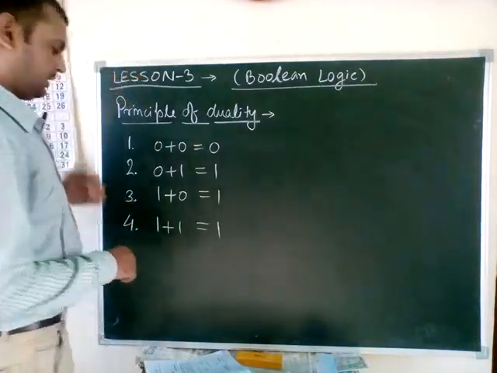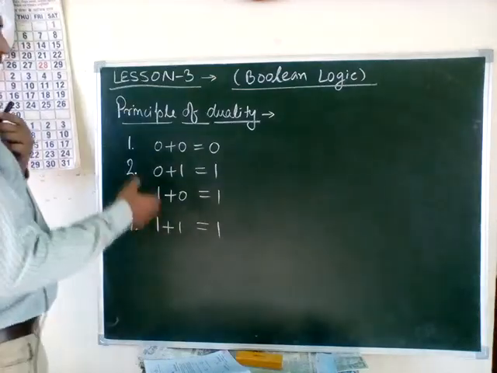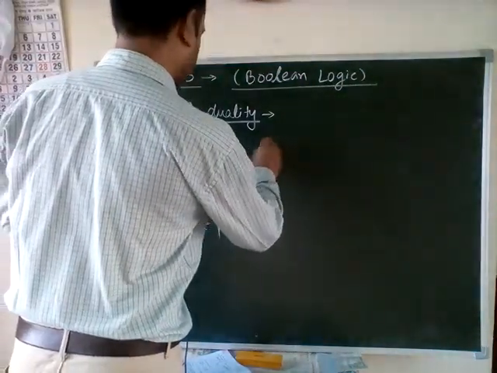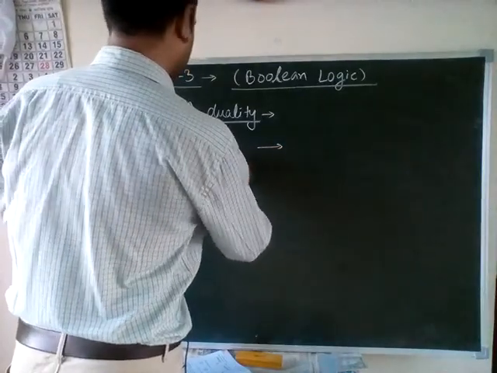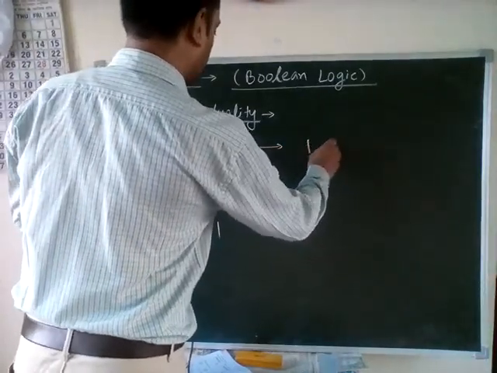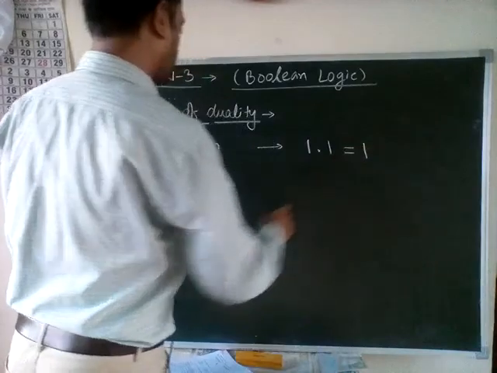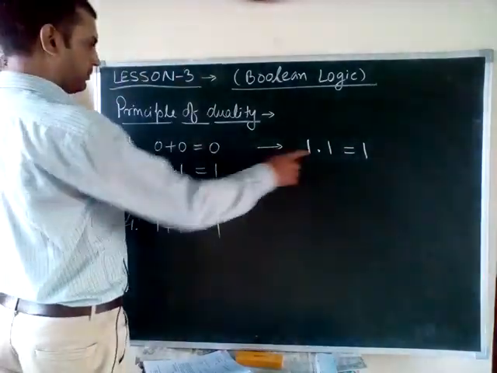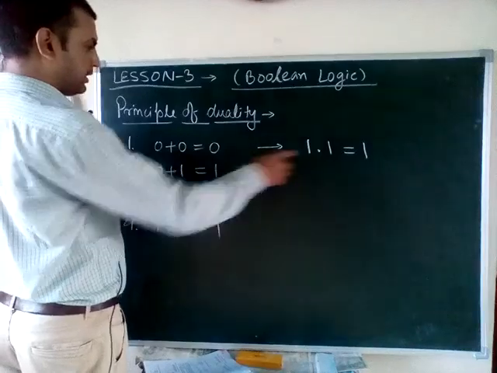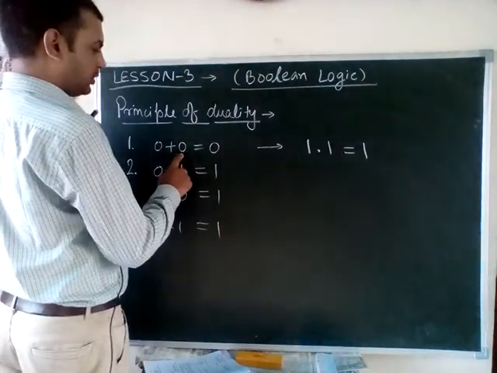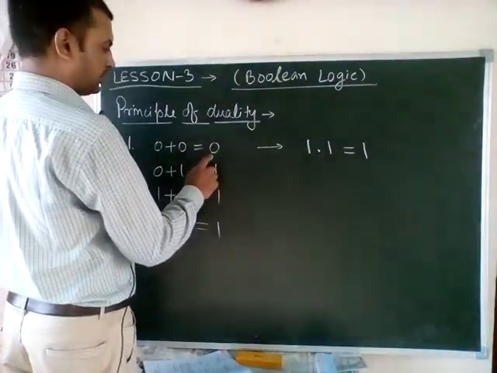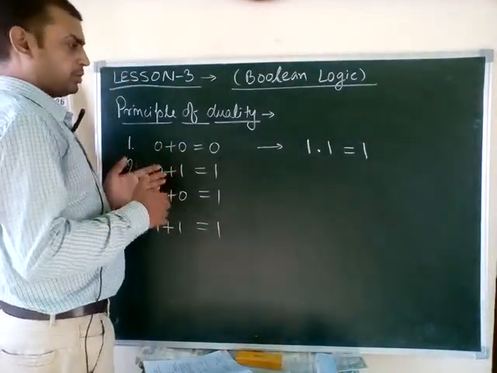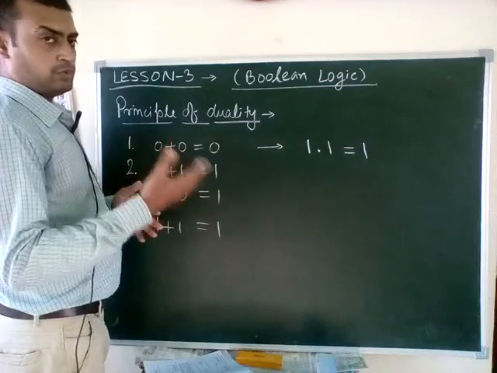Now if it is said in our question to convert it with the help of the principle of duality, then its conversion will be 1 dot 1 equal to 1. What we have done: at the place of 0 I have written 1, at the place of plus I have written dot, at the place of 0 I have written 1, and at the place of 1 I have written 0. So I have interchanged OR to AND and 0 to 1.